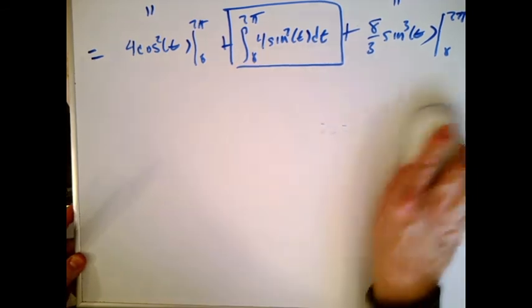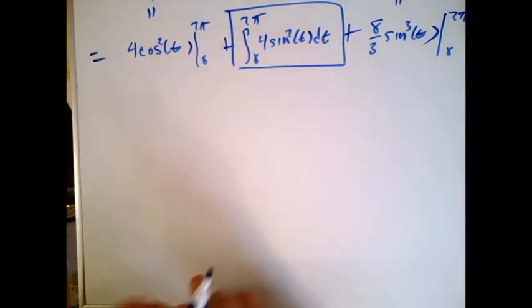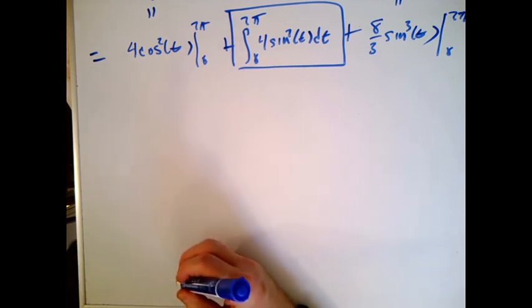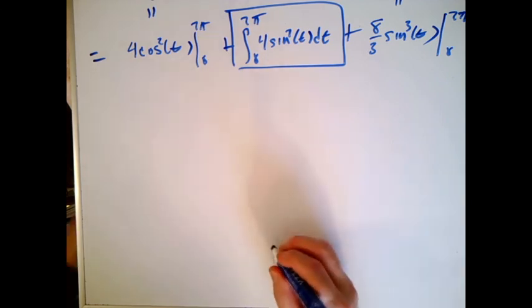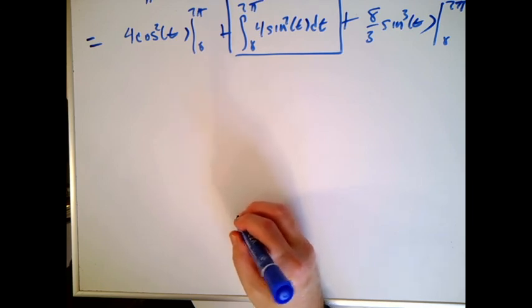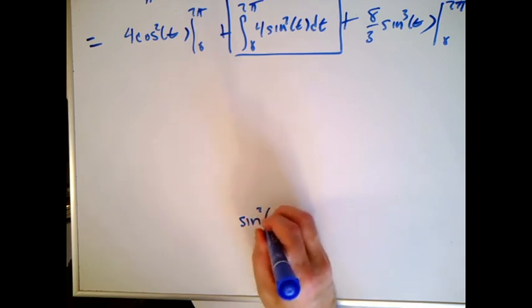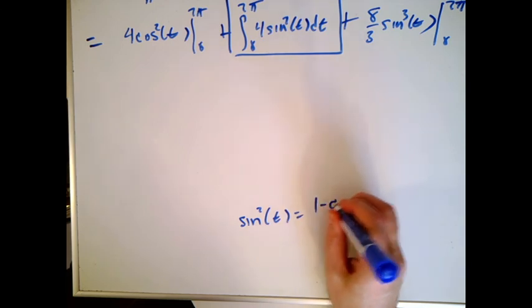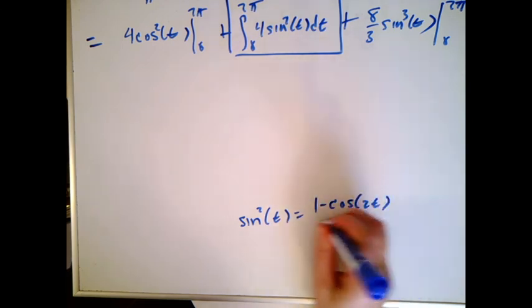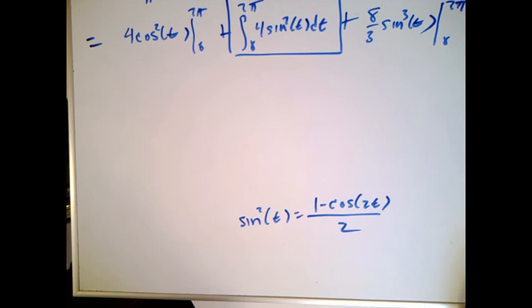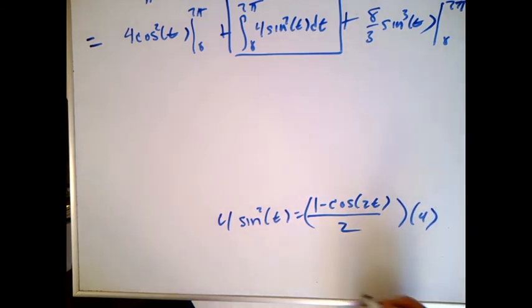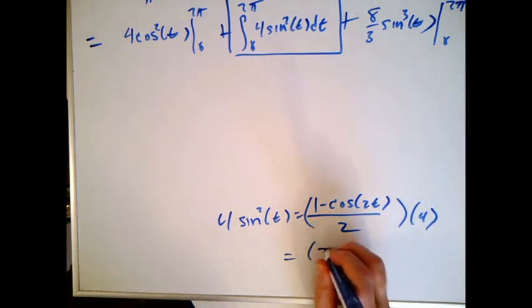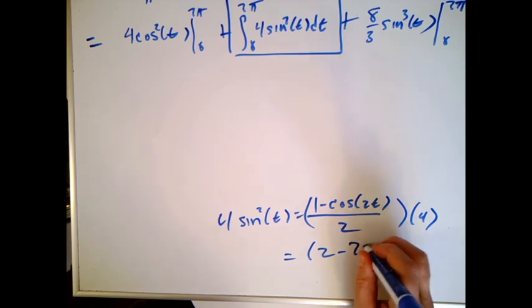Now, we actually did this integral several weeks ago. There are 3 different ways of doing this, or 4. I guess what I'm going to do is use an identity. We should see each way several times if we can help it. I know that sine squared t is equal to 1 minus cosine 2t over 2. That's going to say that 4 sine squared is going to be that times 4. So what I'm going to get here is 2 minus 2 cosine 2t.